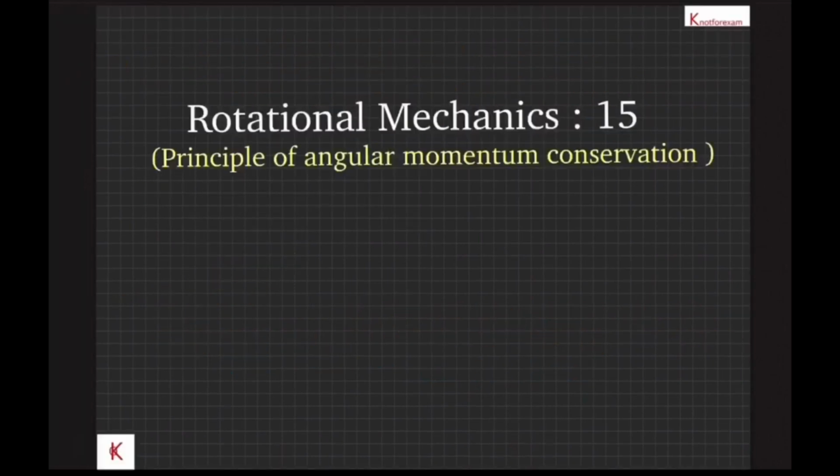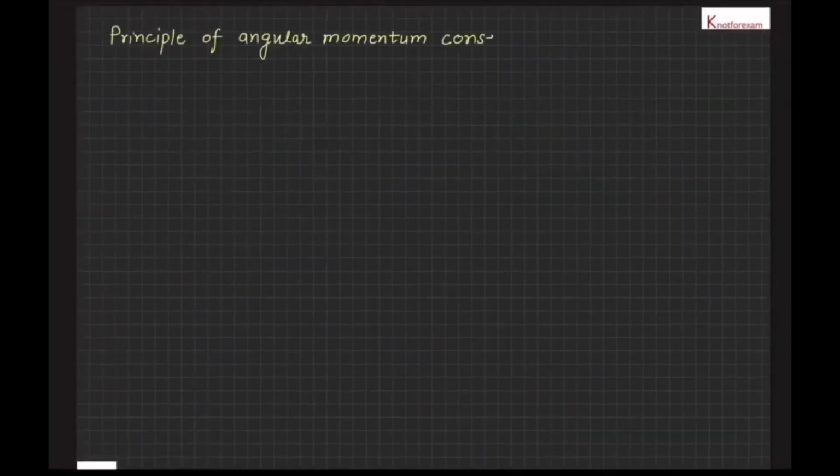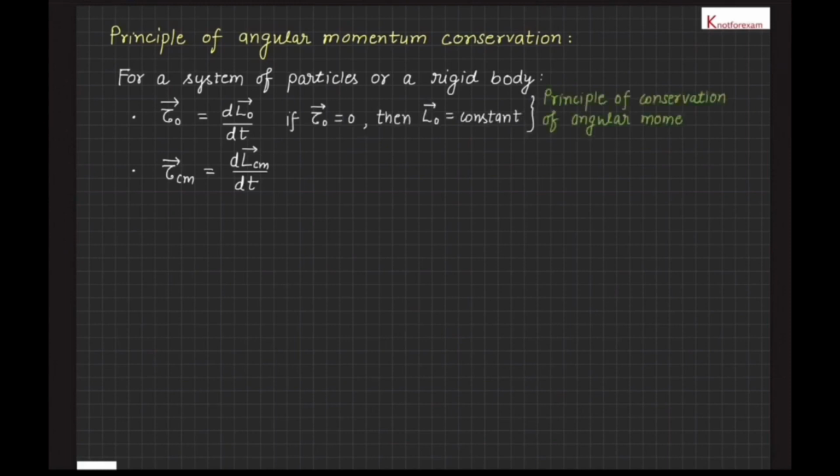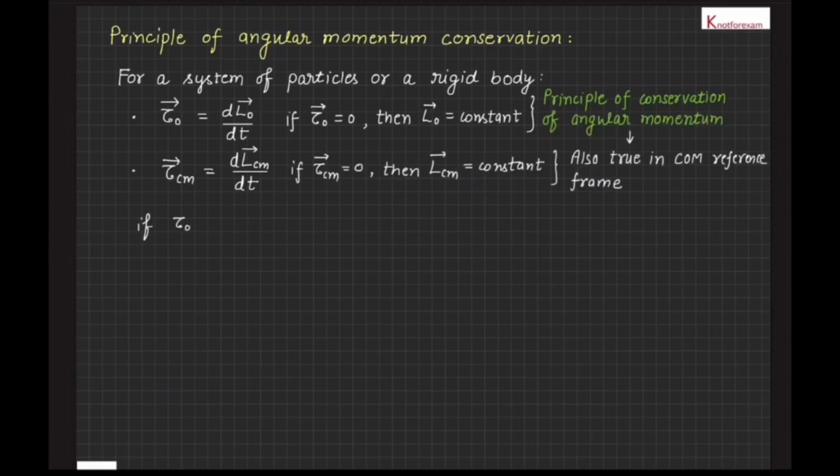We are going to discuss the principle of angular momentum conservation. We know that for any system of particles or any rigid body, net torque about a point O, tau vector, is equal to rate of change of net angular momentum about the point O, and net torque about center of mass, tau cm vector, of a system of particles is equal to rate of change of angular momentum about the center of mass. Also we can see that if tau vector is 0, then LO vector will be constant. This is the principle of conservation of angular momentum. Also if torque about center of mass is 0, then angular momentum about center of mass will be constant. That is to say that the principle of conservation of angular momentum is also true with respect to center of mass.